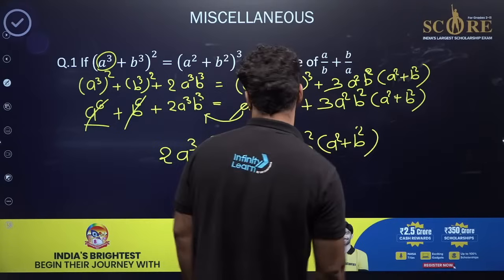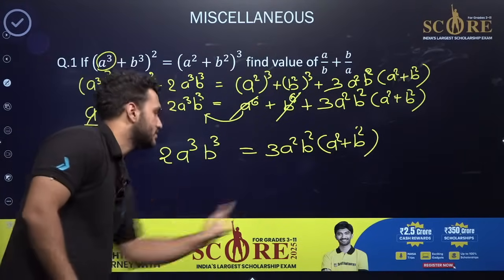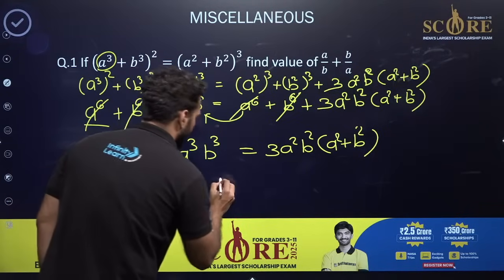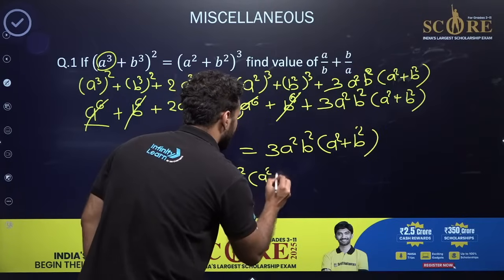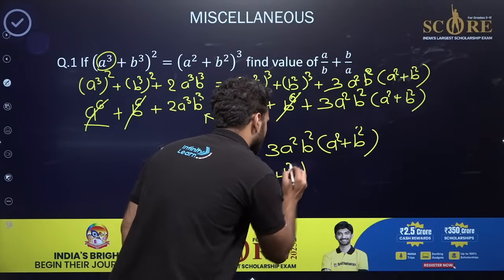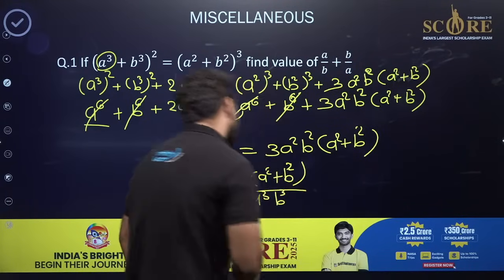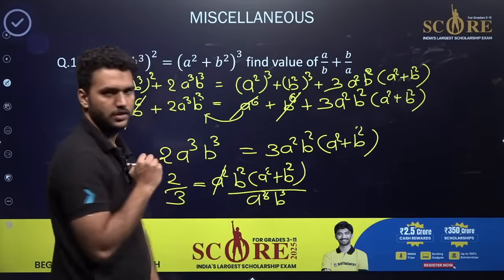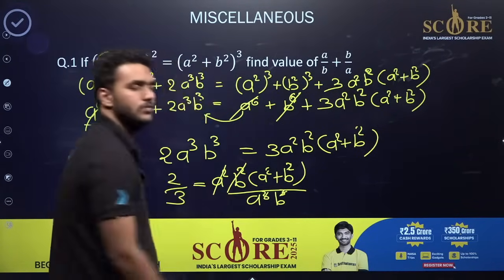If I shift this part there and this 3 here, what will I get, sir? Here you will get 2 upon 3 is equal to a square b square into (a square plus b square), and in the denominator you will get a cube and b cube. See, a square will cut down with power 3, I will be left with power 1. B square is left with 1.